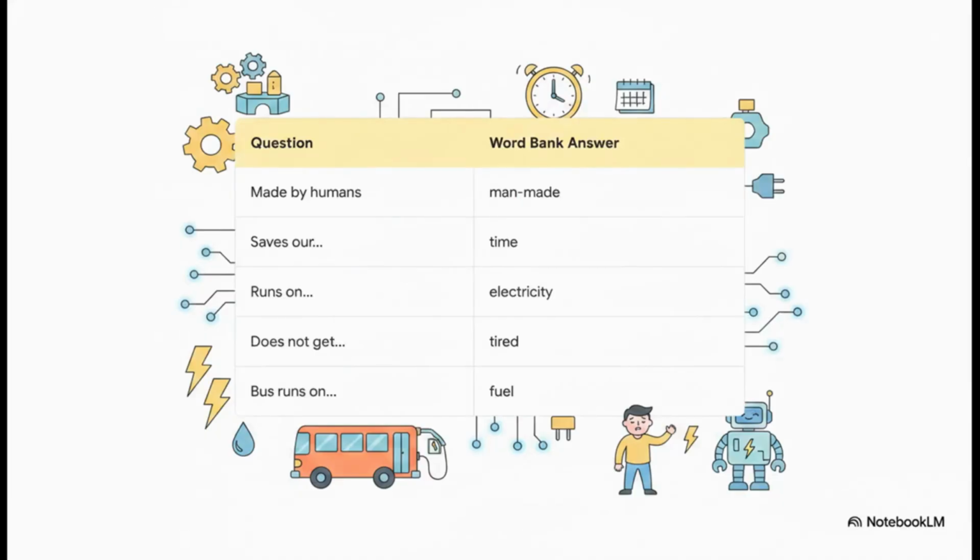Okay, now we'll knock out the fill in the blanks. We've got a super handy word bank here: electricity, tired, man-made, time, and fuel. Number 1, things made by humans are called man-made things. Number 2, machines save our time. Number 3, a washing machine runs on electricity. Number 4, machines do not get tired like humans do. And number 5, a bus runs on fuel. Look at that, we systematically used our word bank and solved that entire section flawlessly.